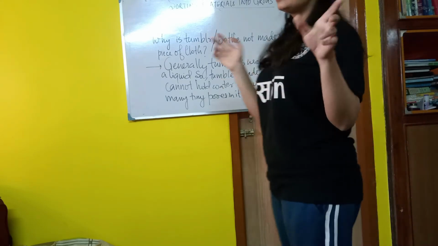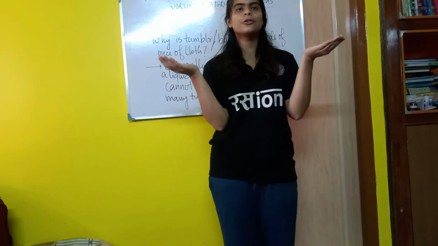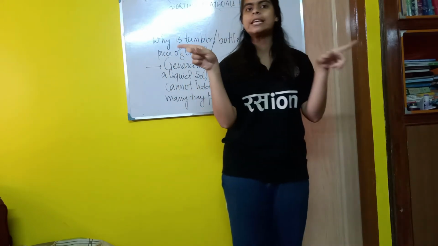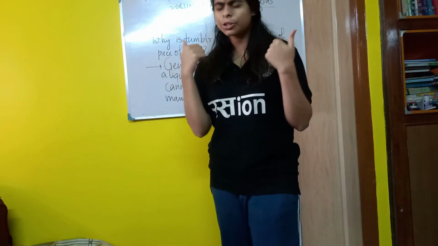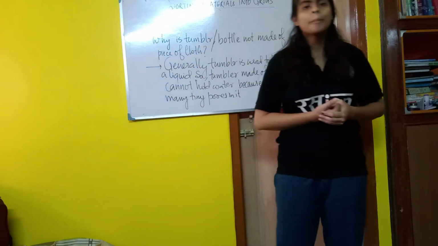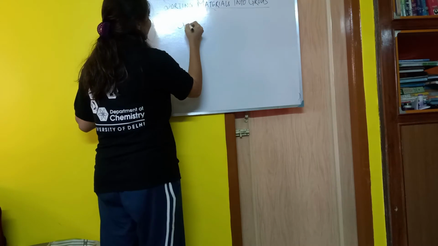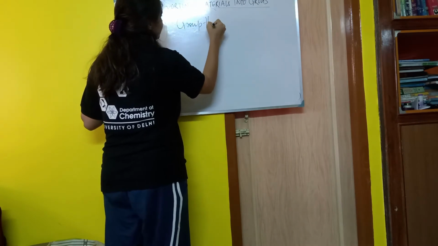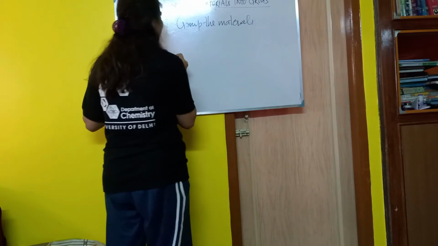Now as we can see, a tumbler and a piece of cloth have two different properties. Now depending on the properties, the materials can be grouped. So what are those properties? What are the properties by which we can group them? We can group the materials with the help of what?